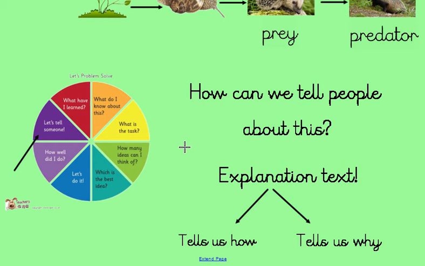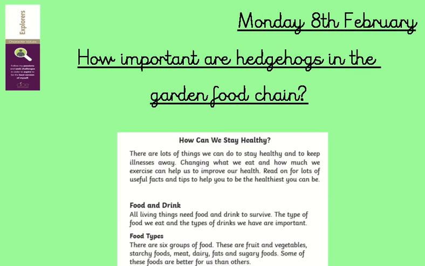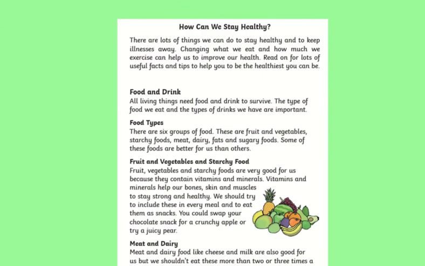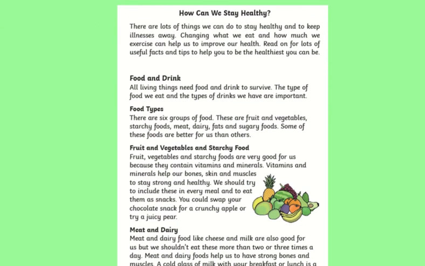Now, explanations means we're telling someone how something works, or perhaps telling someone why something works, or how it is important and why it is important. We're going to read together an example of an explanation text now and think about what we need to include. Then you're going to have a go at explaining something in your house to me, and we'll talk about that a little bit more in a moment.